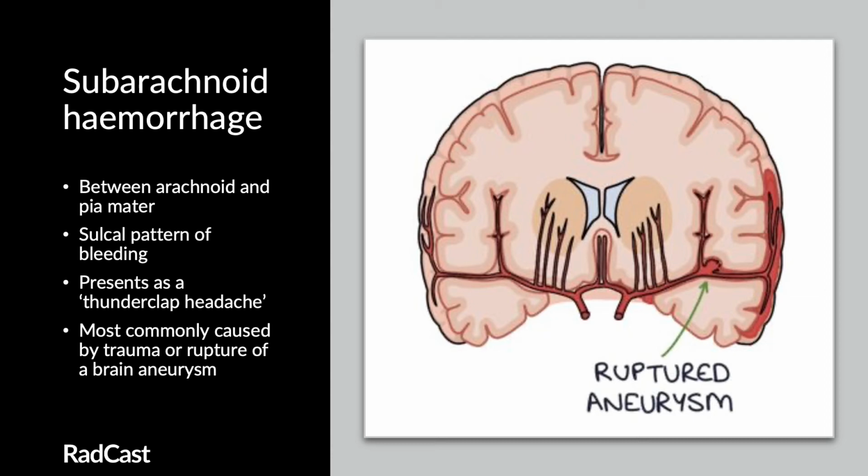It can also occur in patients with berry aneurysms, particularly in the circle of Willis, or in patients with arteriovenous malformations. Although out of all of these, berry aneurysms are the most common cause. It's also worth noting that blood in the subarachnoid space can cause meningeal irritation, resulting in symptoms similar to meningitis.